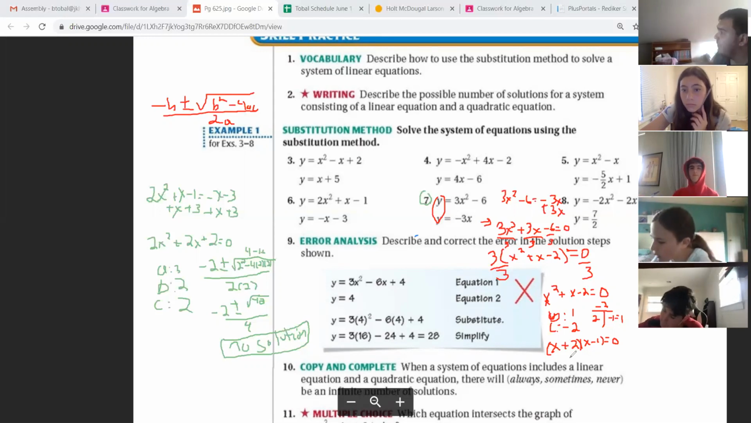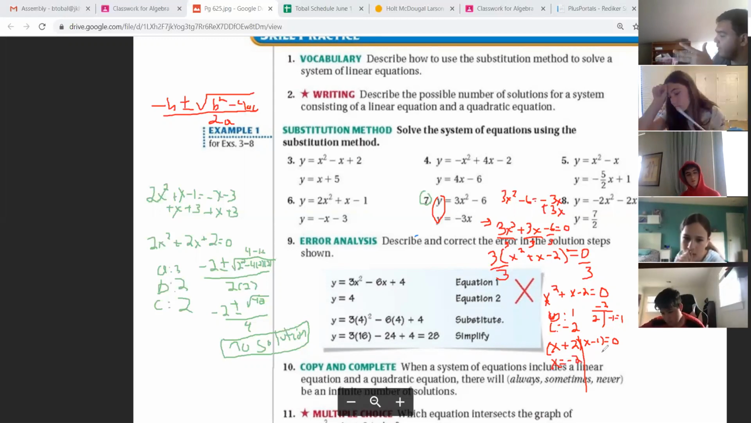So then we have that. We're going to solve each one separately, so put a line in between. x plus 2 equals 0. Subtract 2 on both sides. x equals negative 2. x minus 1 equals 0. Plus 1 on both sides. x equals 1. We're not done though.